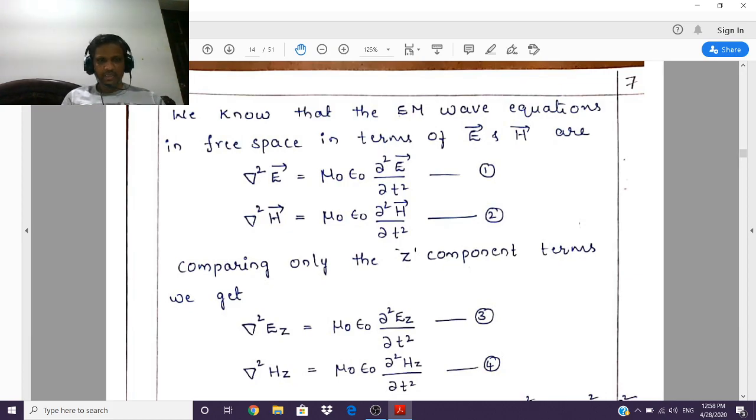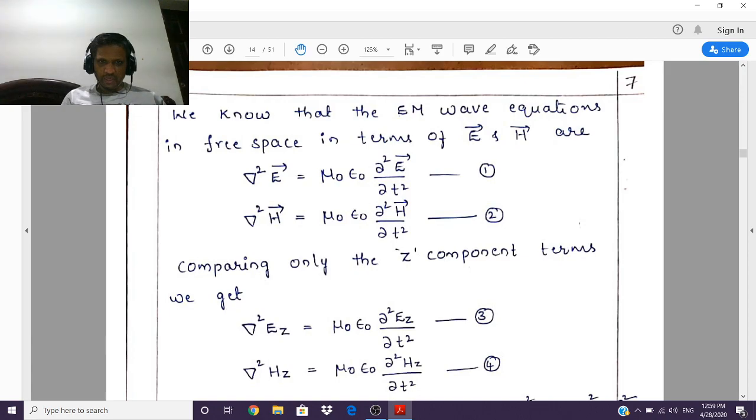In free space, these wave equations are expressed in terms of E and H as del square E equals mu naught epsilon naught into dou square E by dou t square, which we call equation number 1. And similarly, in terms of H, it is del square H equals mu naught epsilon naught into dou square H by dou t square. This is the second equation.